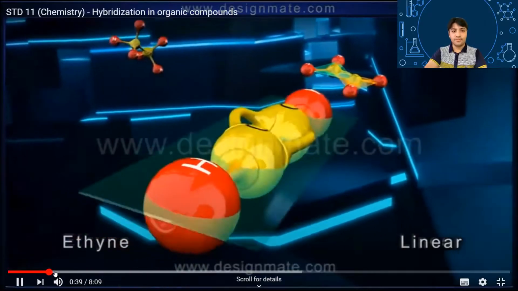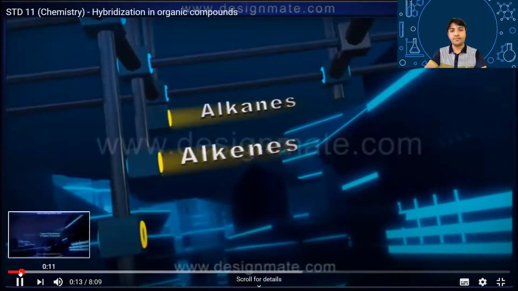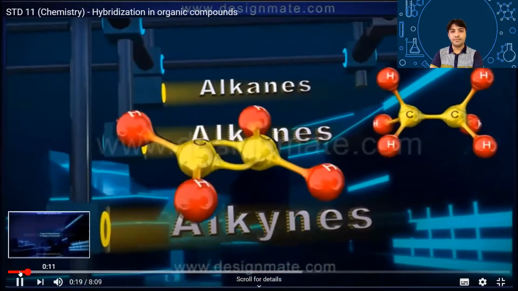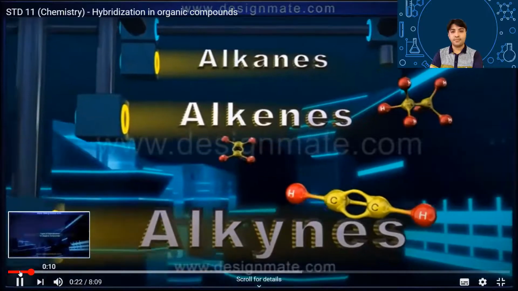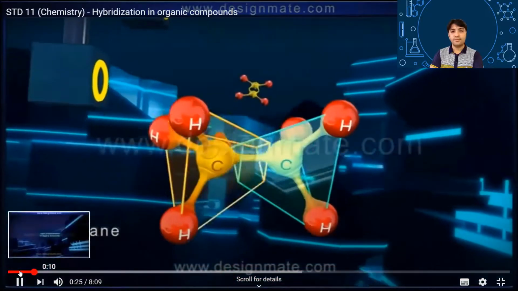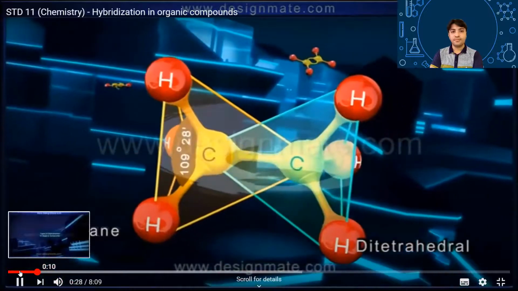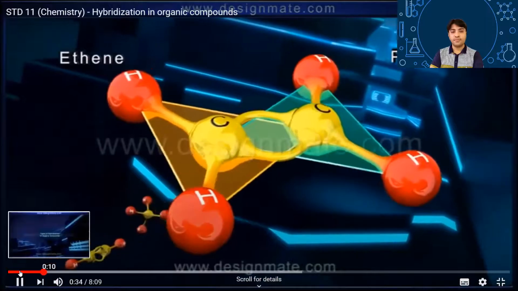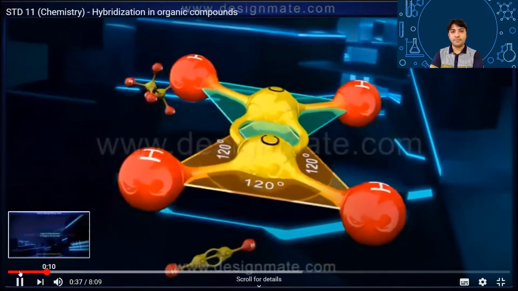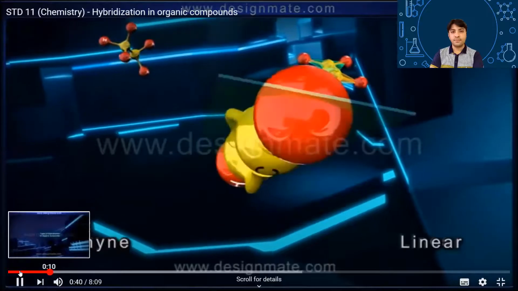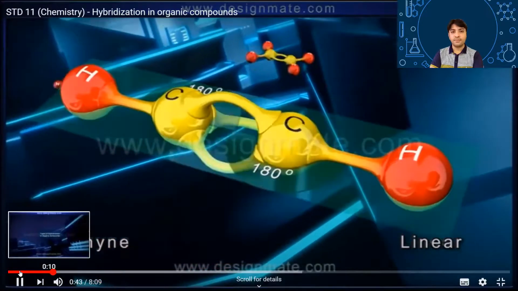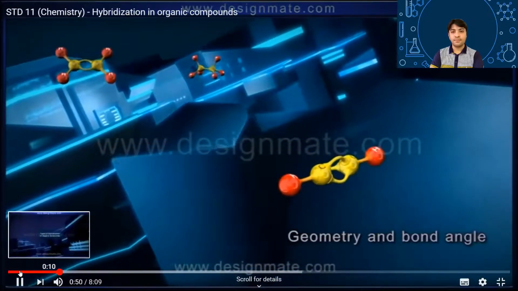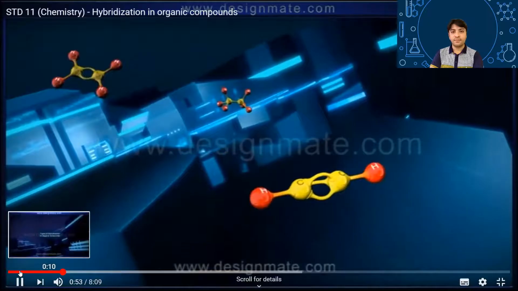Alkanes, alkenes, and alkynes. Consider ethane, ethene, and ethyne as their respective examples. The ethane molecule is tetrahedral and has a bond angle of 109 degree 28 minutes. Ethene is a planar molecule with a bond angle of 120 degrees, while ethyne is a linear molecule with a bond angle of 180 degrees. All these three hydrocarbons differ from each other in geometry and bond angle due to a difference in the state of hybridization of the carbon atom in them.